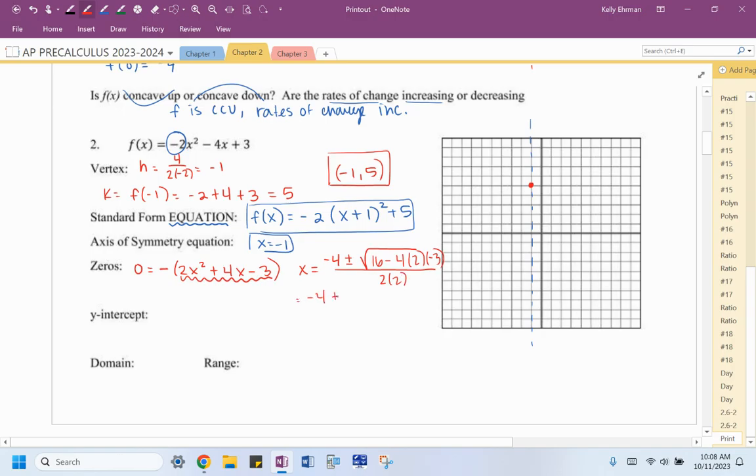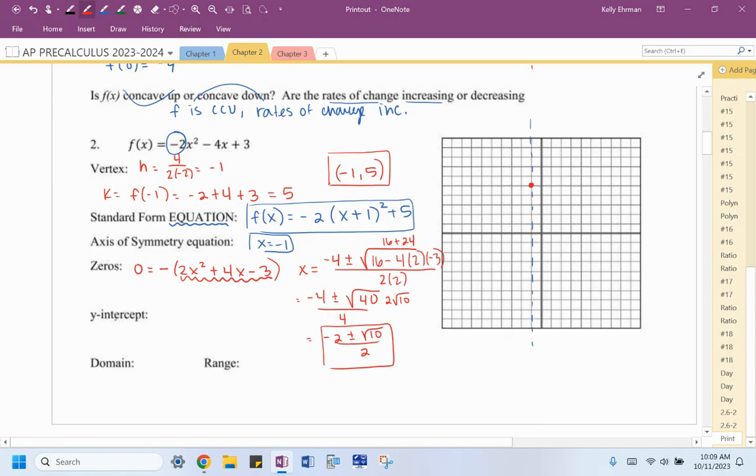That's negative 4 plus or minus square root of, so this is negative 4 times 2 is negative 8 times negative 3 is positive 24. 16 plus 24 is square root of 40. Square root of 40 simplifies, it's 2 radical 10. You can divide 4, 2, and 4 by 2. So negative 2 plus or minus square root of 10 all over 2. Now we're not going to plot those points. We don't have a calculator, so it's kind of hard to estimate what those decimals would be.